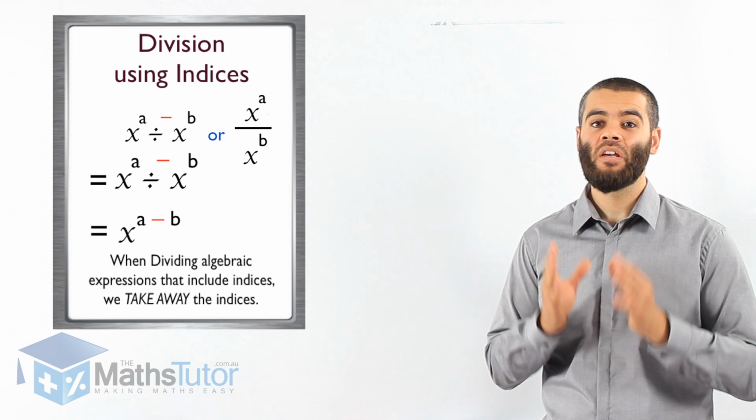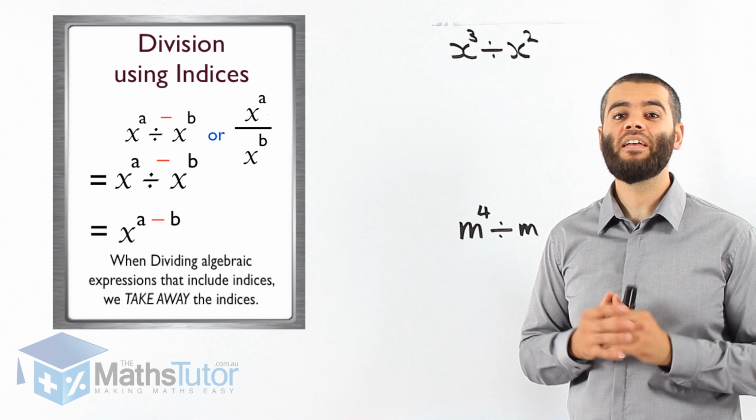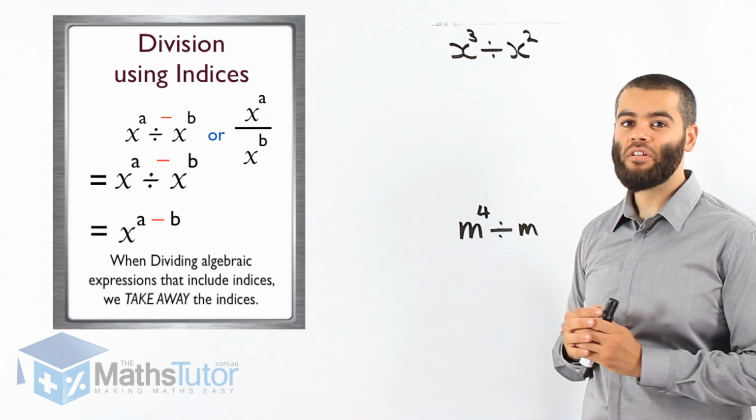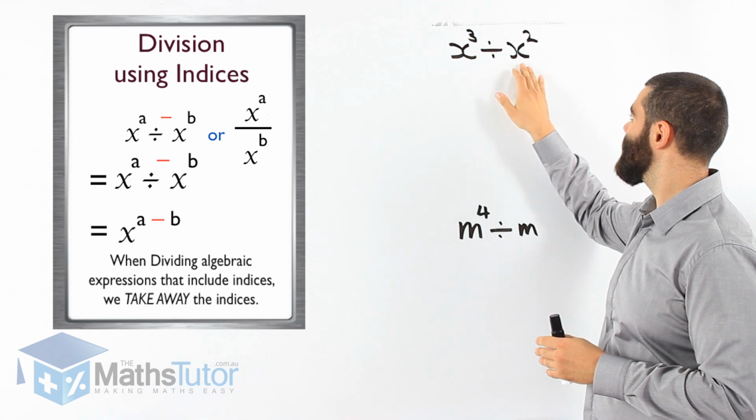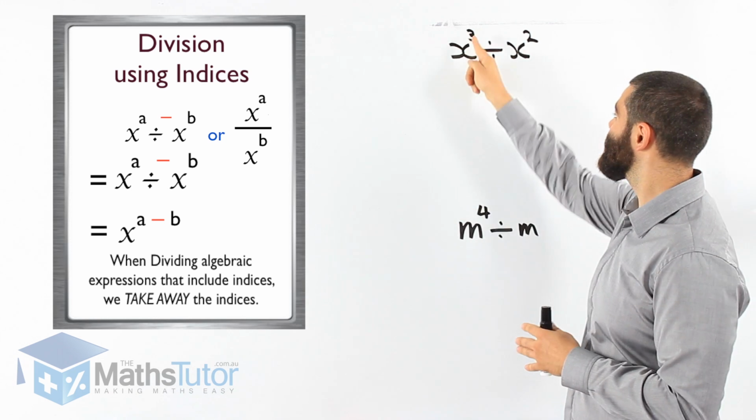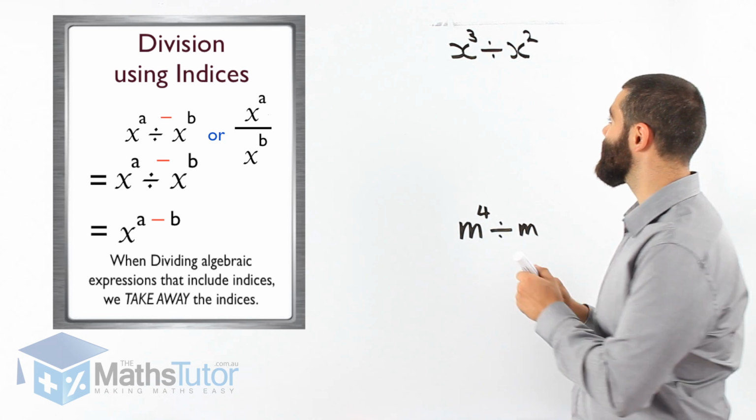How do we do that? Let's see examples. Okay, let's do the examples. We have an algebraic expression and we are asked to divide x to the power of 3 divided by x to the power of 2. This algebraic expression has indices, it has powers. So how do we do it? Very simple.